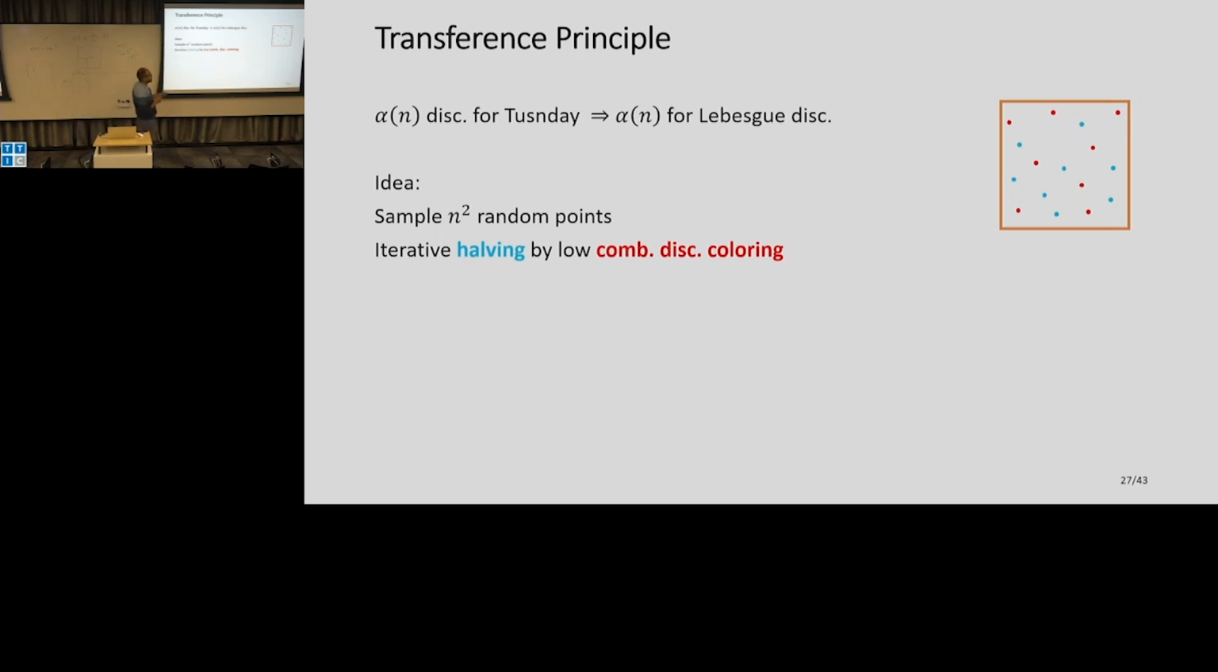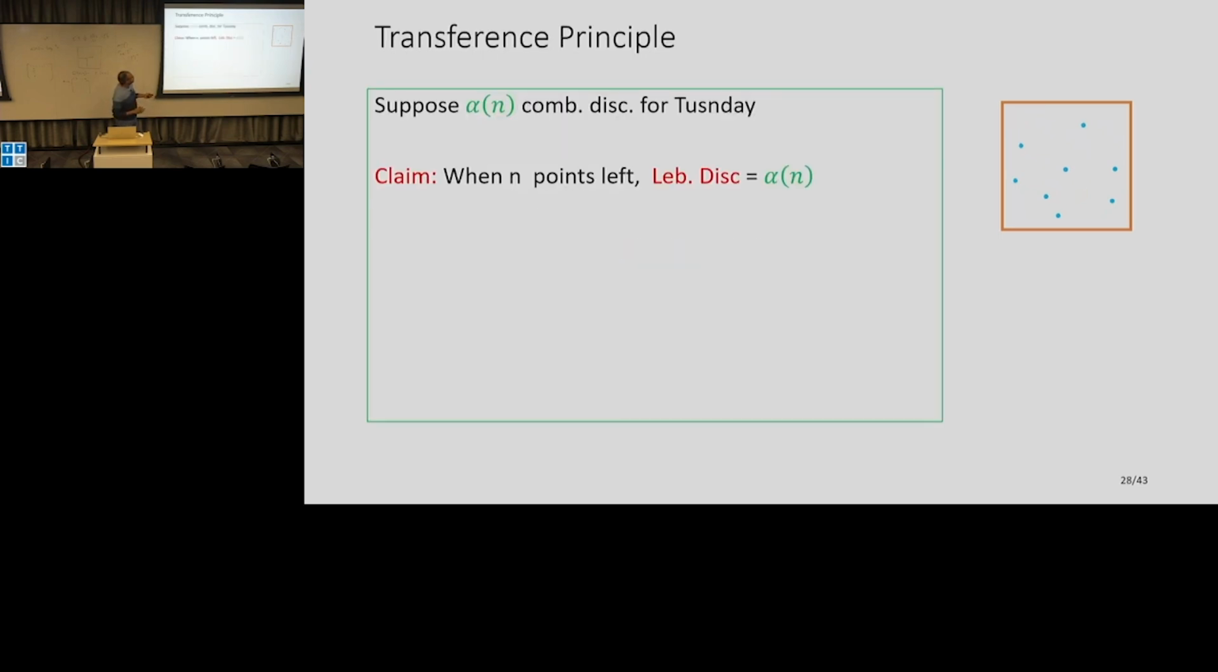Again, in Lebesgue discrepancy, I want to place points uniformly so that the volume minus the number of points is small. It seems completely unrelated to combinatorial discrepancy, but let's see how. Again, the idea is very simple. I'll start with a lot of points, let's say n square randomly thrown points. We'll see why n square comes. Then I'll apply my Tusnady algorithm: I'll take my n square points, apply Tusnady to color them red or blue, and then I'll just keep the blue points.